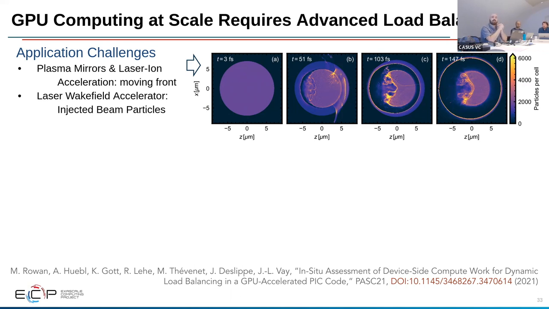You start somewhere nicely homogeneous, so you have an idea where you could put your individual GPUs. And then you start interacting with the target and everything gets compressed. You suddenly have a front where all the electrons and ions are meeting, pretty much at this yellowish front here in the middle of the target. And if you have thousands of GPUs working on this problem, it's pretty likely that if you don't do anything, it will just run out of memory on one of them and everything crashes.